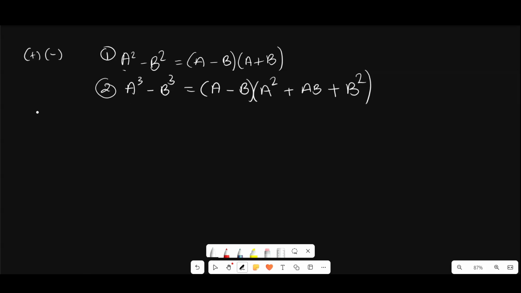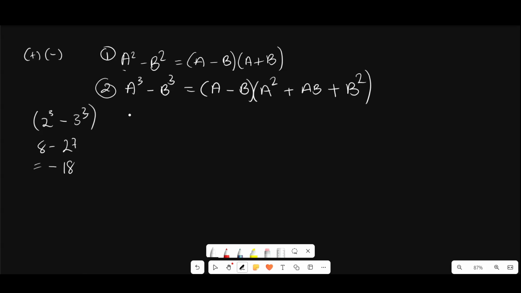Let's say I have 2 cubed minus 3 cubed. We know 2 cubed is 8, and 3 cubed is 27, and then you're going to subtract, so this is 8 minus 27. Well, that's, let's see, that's negative, that's 18. Okay, so you get 18.